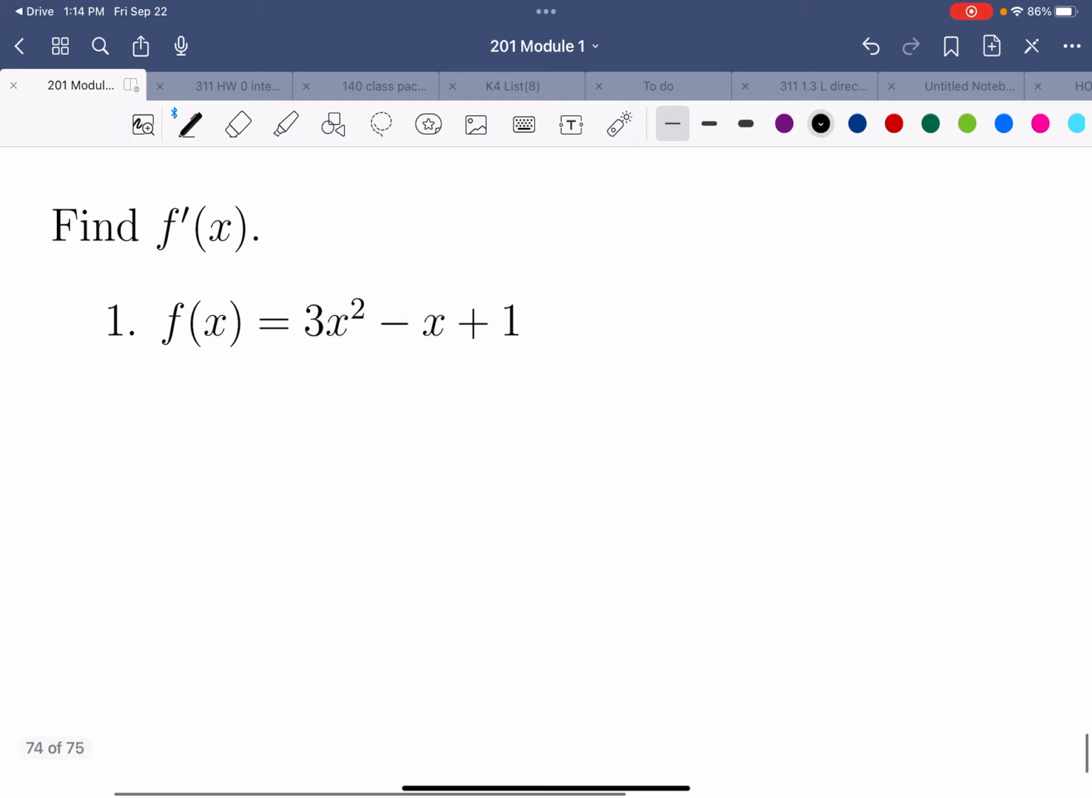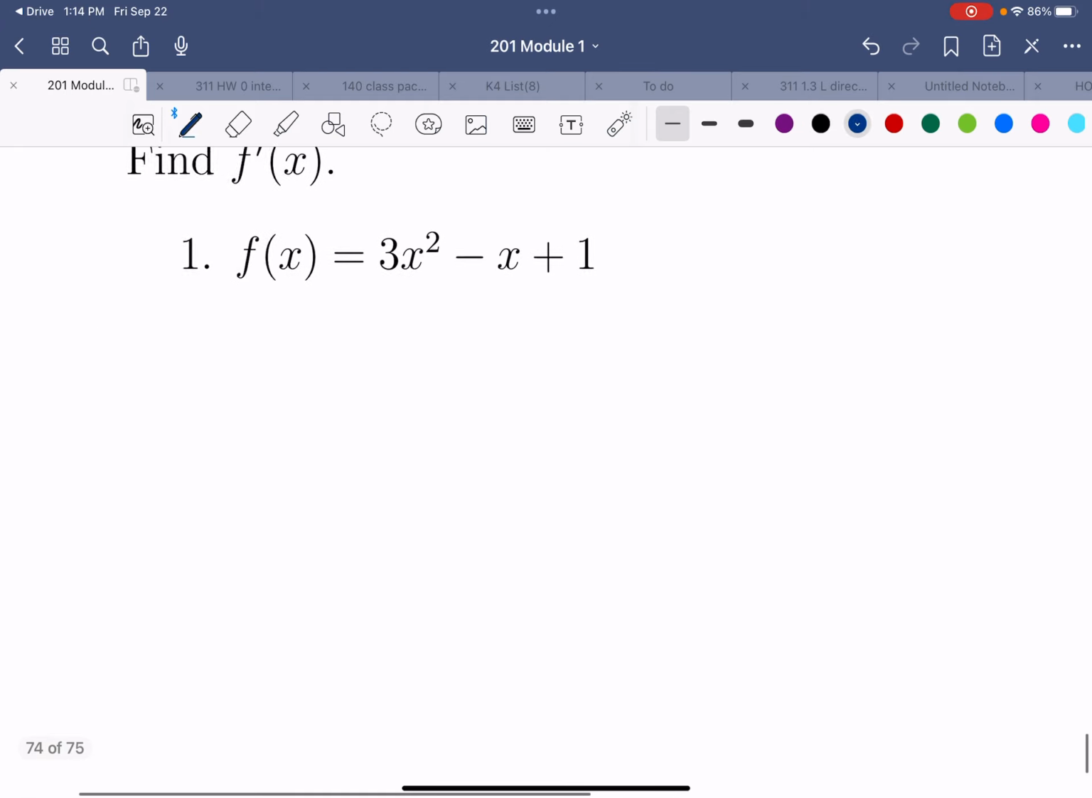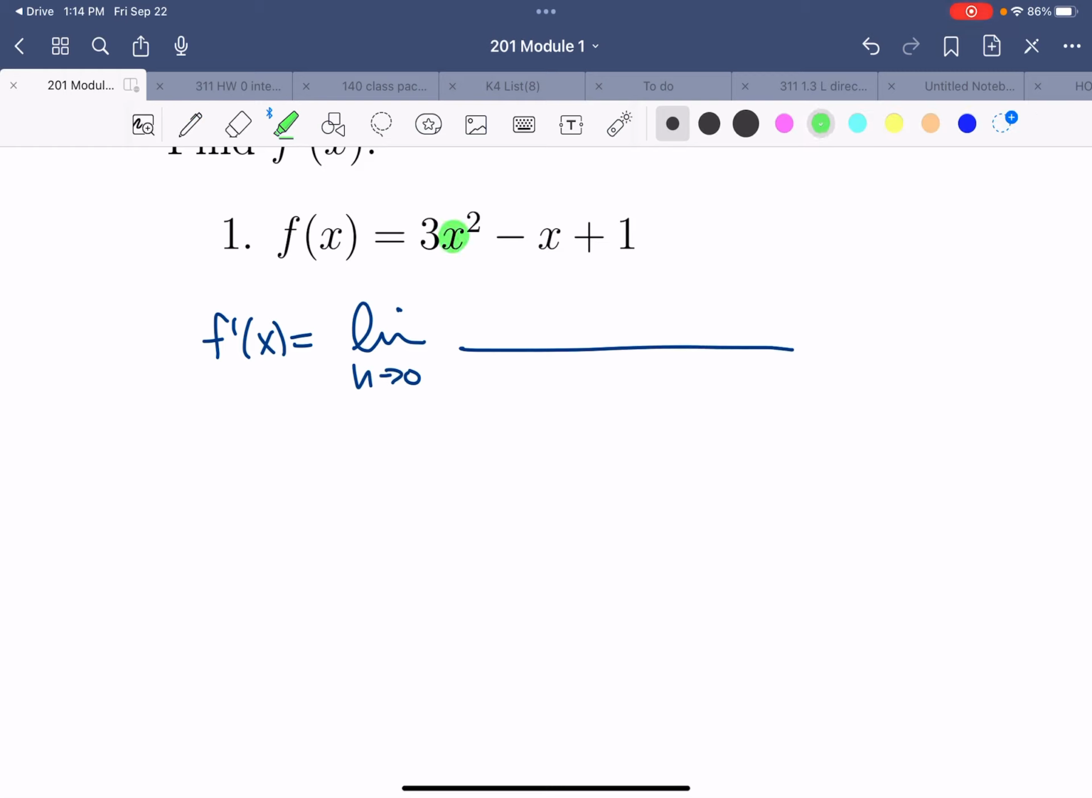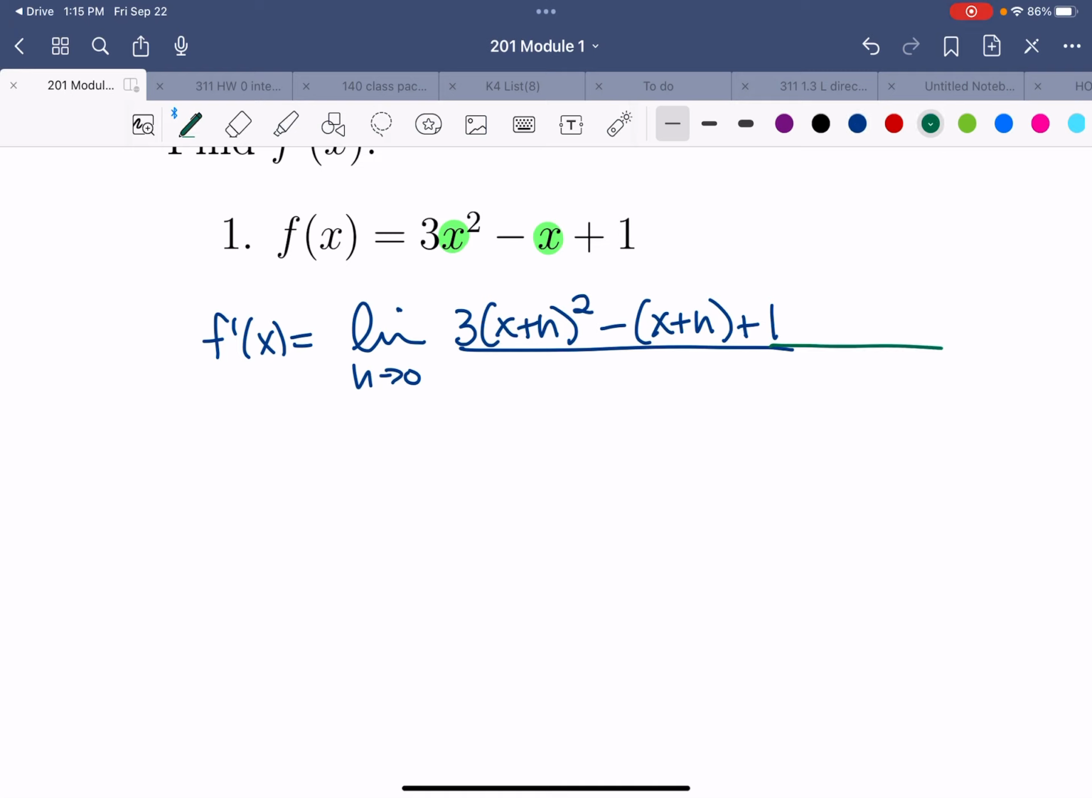And let's go ahead and start in on this first one. So we're working with 3x squared minus x plus 1. So our good notation, f prime of x equals the limit as h goes to 0 of. Now, f of x plus h means that I'm going to take these two places where there are x's and replace them with an x plus h in parentheses. So 3 times x plus h squared minus, in parentheses, x plus h plus 1. Then I'm going to subtract in parentheses that function. So 3x squared minus x plus 1. And just a plain old h on the bottom.